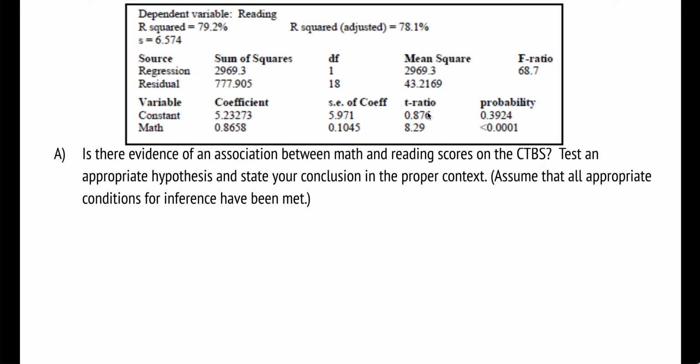On this question, we have our data right here. I didn't put in the intro, but students took a CTBS, which is some kind of test for understanding, and there's a math score and a reading score. We're looking for, do we have evidence of a linear association between math and reading scores for all students who would take this test? We're going to test an appropriate hypothesis and state our conclusion. And then it says, assume all conditions for inference have been met, which means we do not have to check conditions. We do still need to define our parameter, write our hypothesis statements, do the calculations, and write a conclusion.